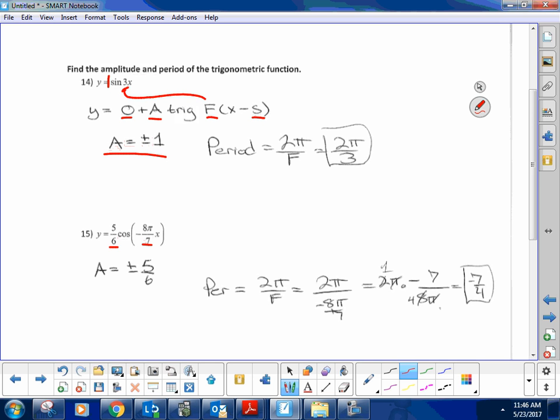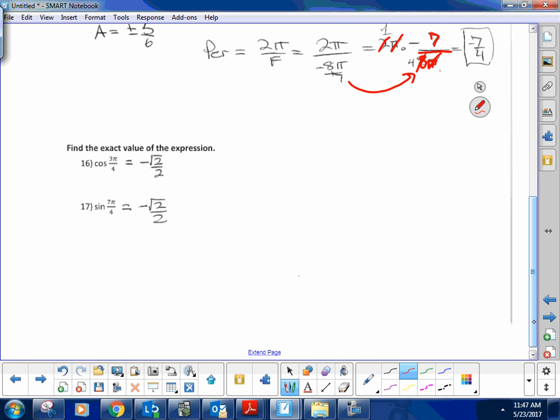We have 2 pi over negative 8 pi over 7. One thing I want to point out, I reciprocated this. This was originally 7 over 8 pi. Then I cancel out the pi's with that one. Cancel out the 8, made a 4. Cancel out that 2, made a 1. And the resulting answer was negative 7 over 4.